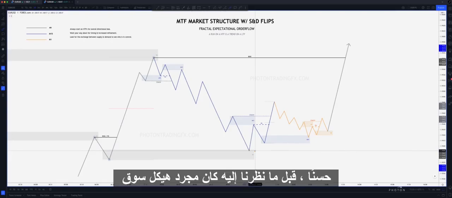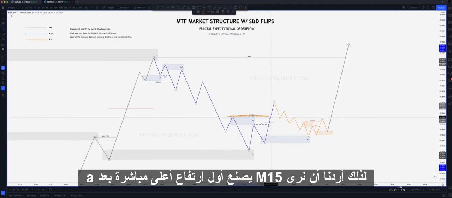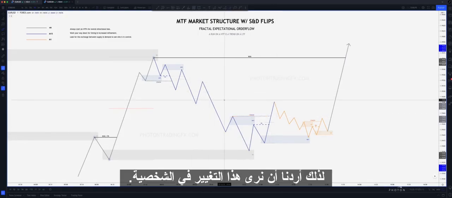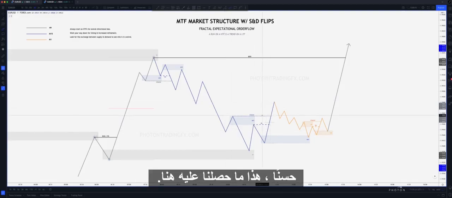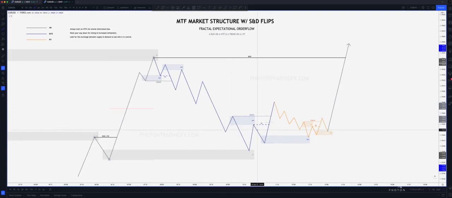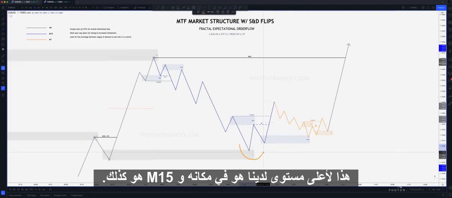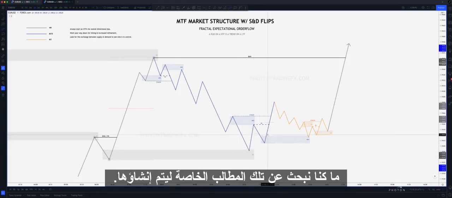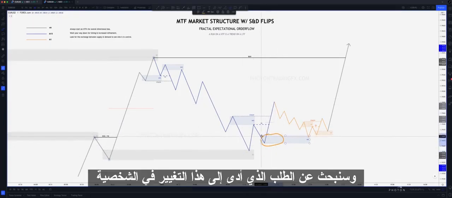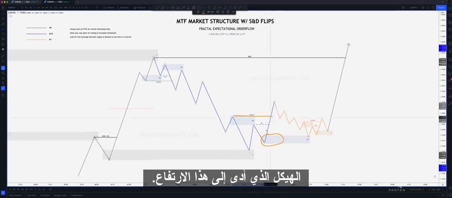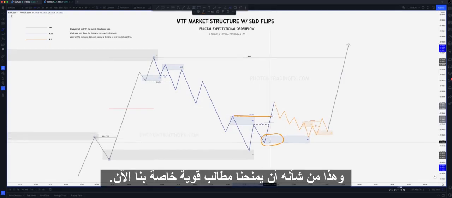Well, before, what we looked at is purely just a market structure break. So we wanted to see the M15 make that first higher high, right, after a series of lower highs. So we wanted to see that change of character, right, which is then what we get over here. What also can we do to increase our probability that that 4-hour higher low is in place and the M15 is switching bullish? Well, we would look for that demand zone to be created, right? And we would look for the demand that led to that change of character, that led to that break of structure, that led to that higher high, right? And that would give us a strong demand zone.